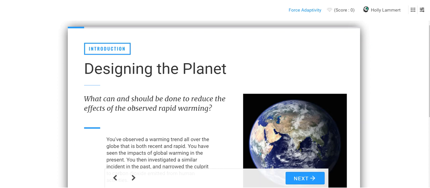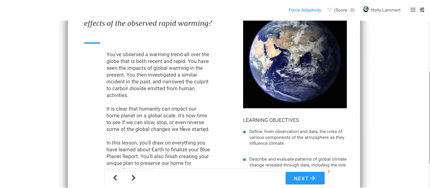So here we go. What can and should be done to reduce the effects of observed rapid warming? You've observed a warming trend all over the globe that is both recent and rapid. You have seen the impacts of global warming in the present. You then investigated a similar incident in the past and narrowed the culprit to carbon dioxide emitted from human activities. It is clear that humanity can impact our home planet on a global scale. It's now time to see if we can slow, stop, or even reverse some of the global changes we have started.